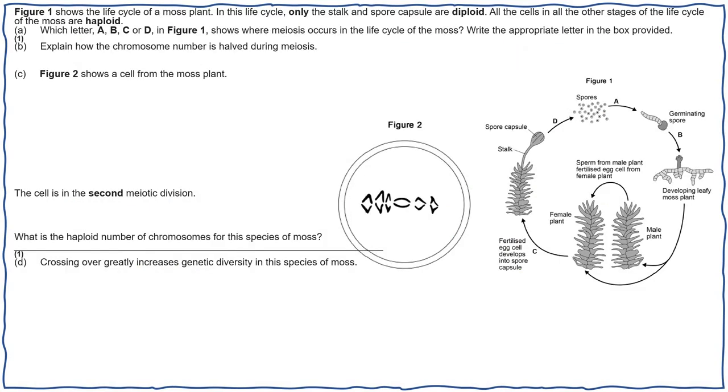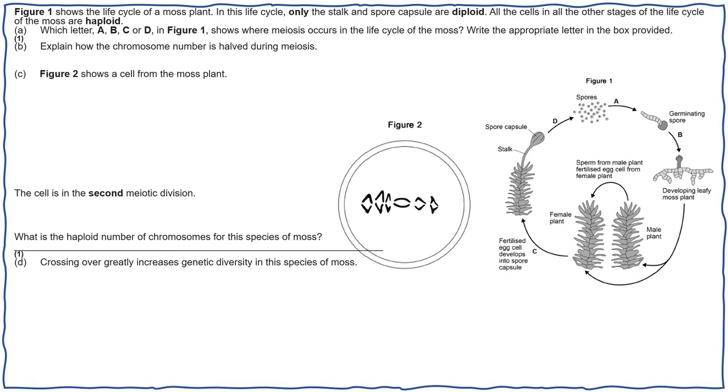Figure 1 shows a life cycle of a moss plant. This is from the AQA past papers, these figures by the way. In this life cycle, only the stalk and spore capsule are diploid. All the cells in all the other stages of the life cycle of the moss are haploid. Which letter, A, B, C or D, in figure 1 shows where meiosis occurs in the life cycle of the moss? Write the appropriate letter in the box provided.